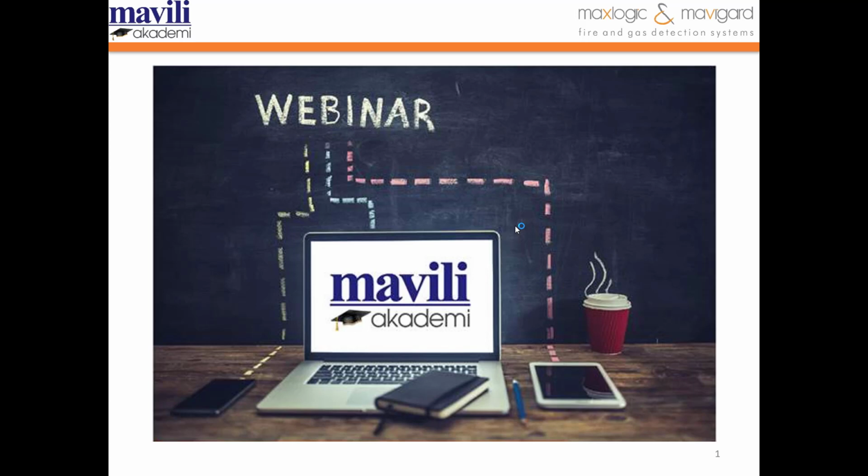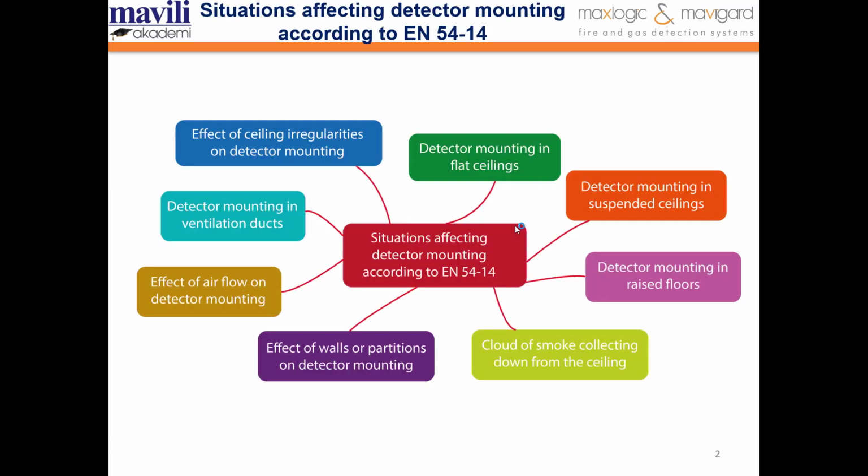I am Serhat and this week's topic is situations affecting detector mounting according to EN 54-14 standards. Today's subtopics are detectors mounting in flat ceilings, effect of ceiling irregularities on detector mounting, detector mounting in suspended ceilings, detector mounting in raised floors, cloud of smoke collecting down from the ceiling, effect of walls or partitions on detector mounting, in ventilation ducts, and effect of airflow on detector mounting.